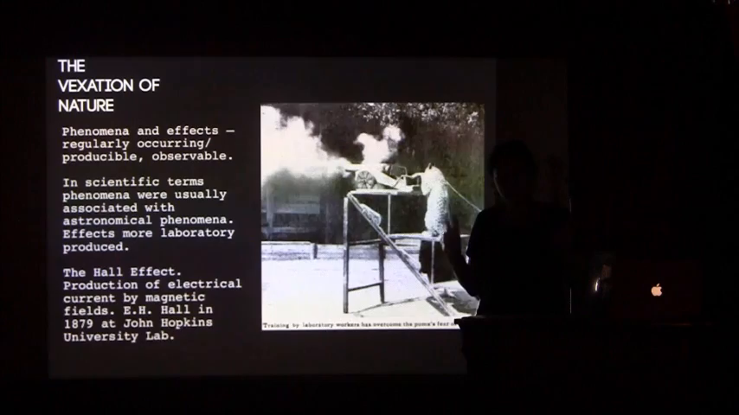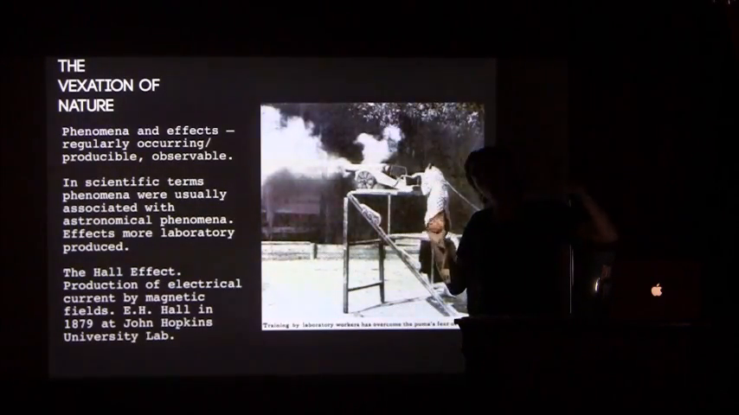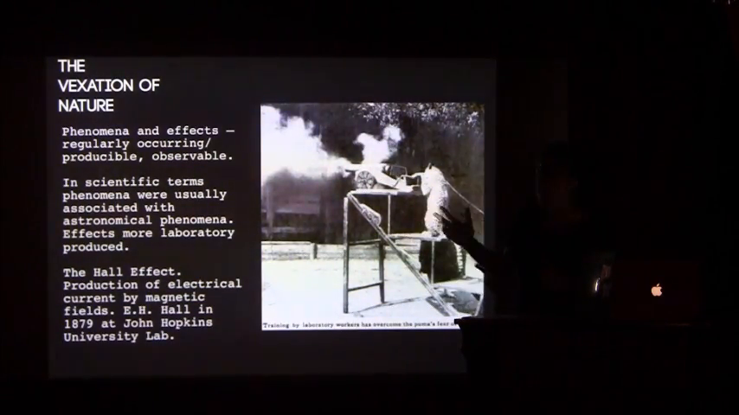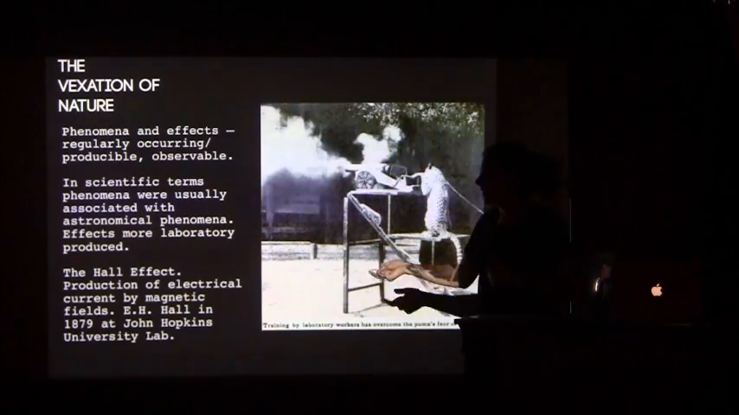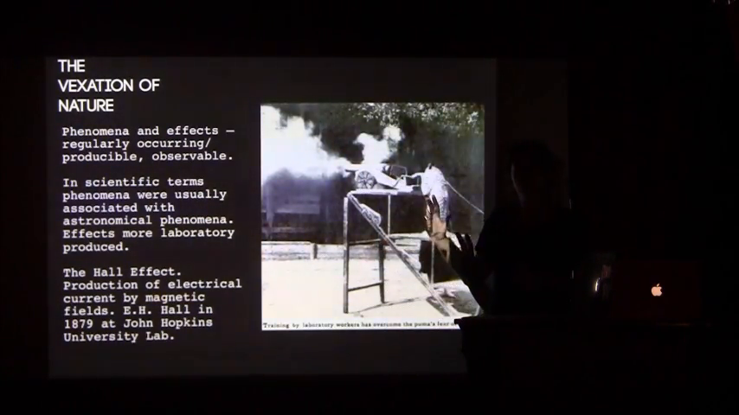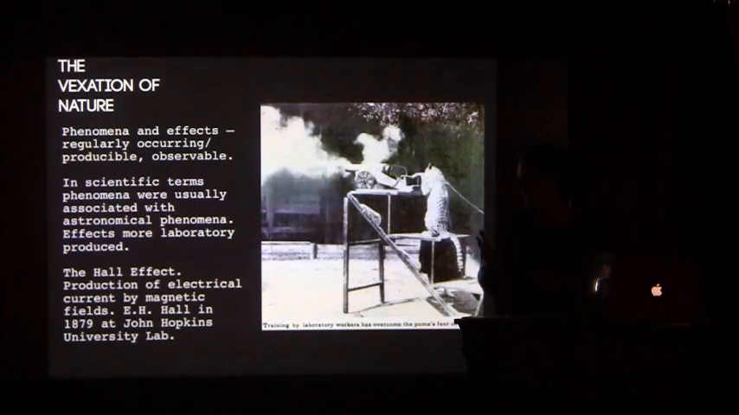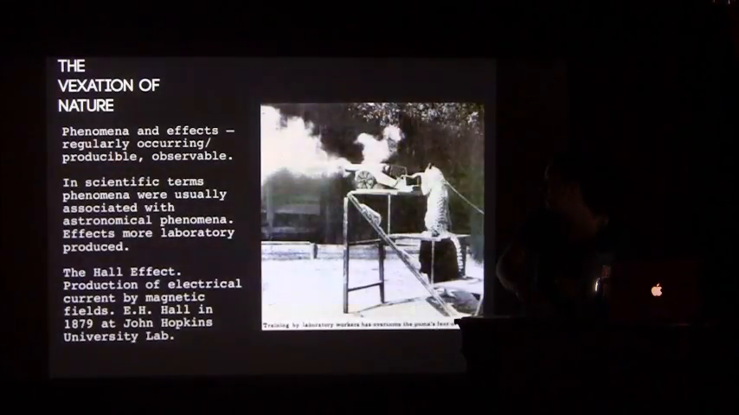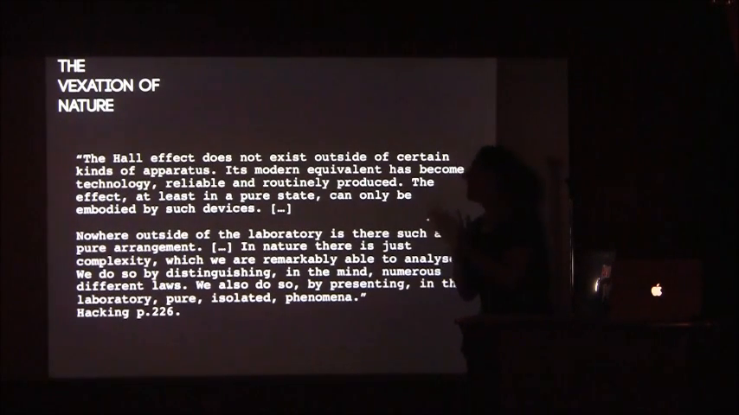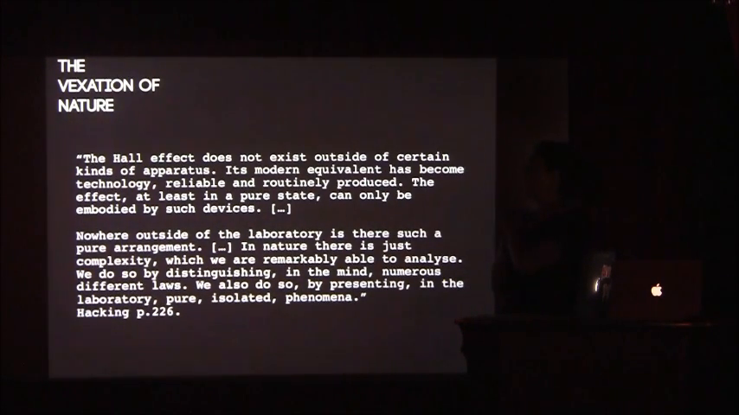And effects. And Ian Hacking makes a nice distinction between these two things. So he says that scientific phenomena tend to be things that we observe, astronomical phenomena. And effects, we tend to use the word effect to talk more about things that are produced in the laboratory. One of the examples that he uses is the Hall effect, which is the production of electrical currents by magnetic fields. And E.H. Hall observed this. The Hall effect does not exist outside certain kinds of apparatus.